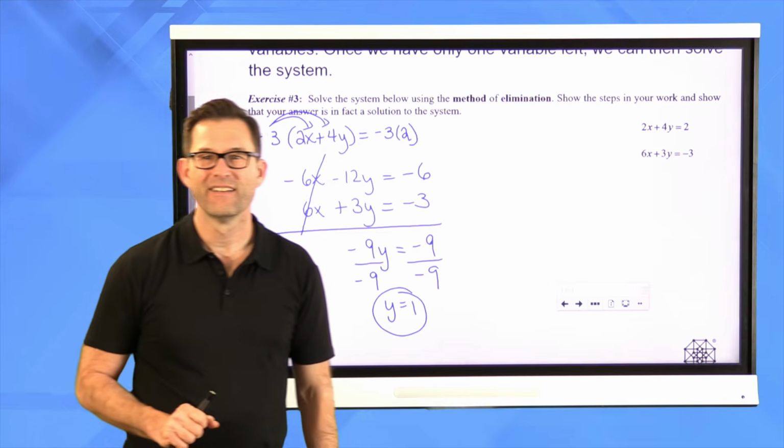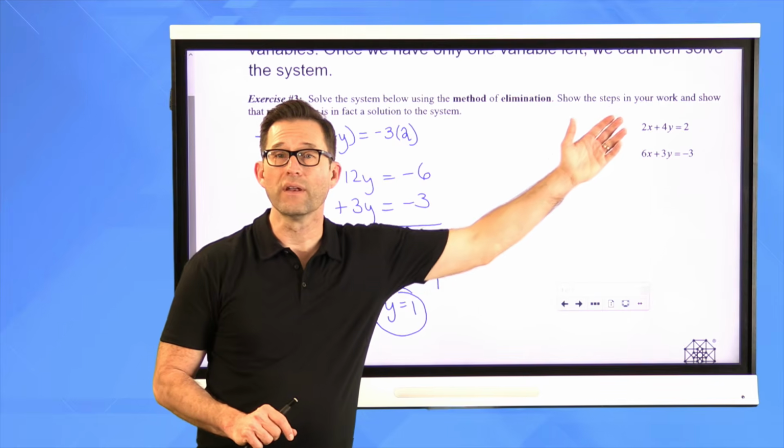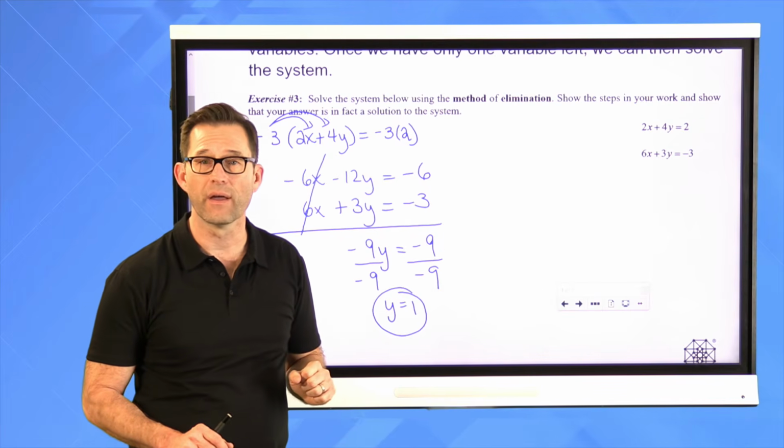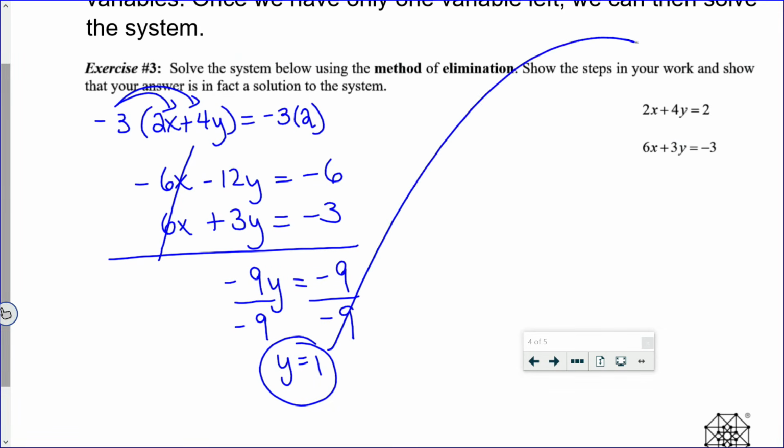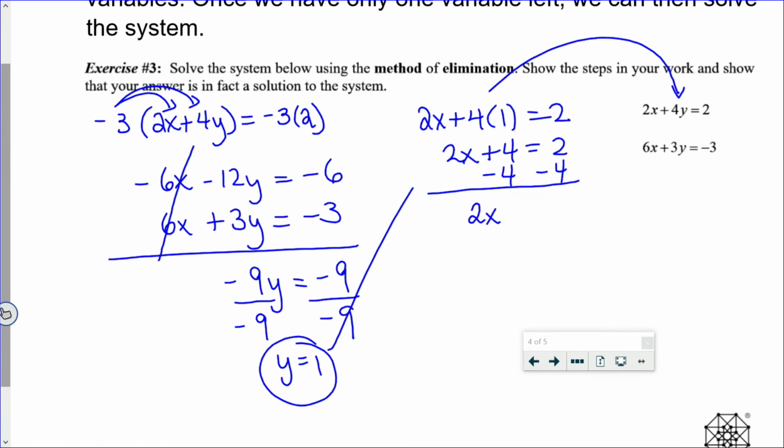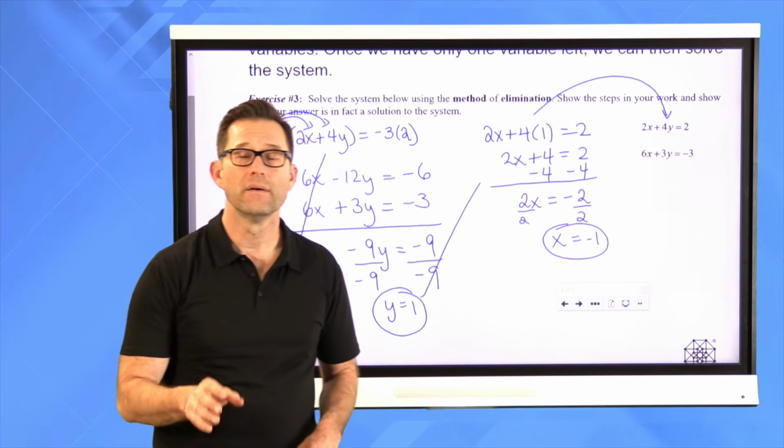All right? Now what I can do is take the 1 and plug it into either one of these two equations and figure out what the value of x is. Might as well plug it into the first equation. So when I do that, I'm going to get 2x plus 4 times 1 is equal to 2. 2x plus 4 is equal to 2. Subtract a 4 from both sides. 2x is equal to 2 minus 4, which is negative 2. Divide both sides by 2, and I get x equals negative 1. So my solution is negative 1, comma 1.